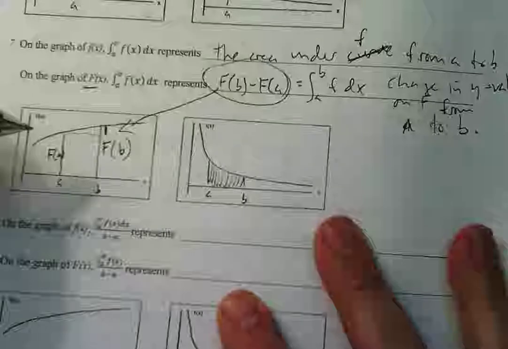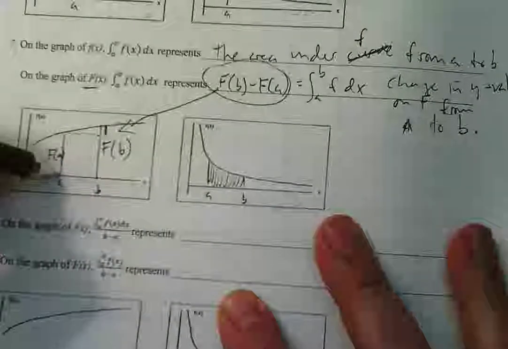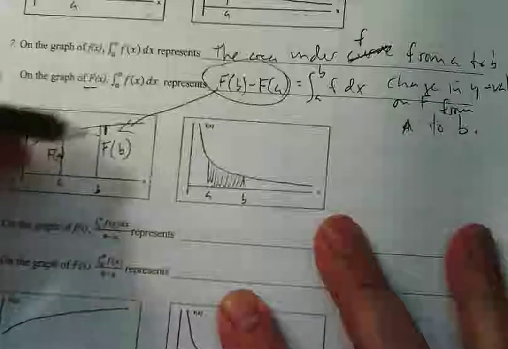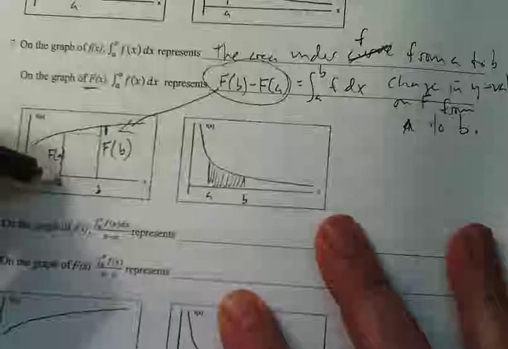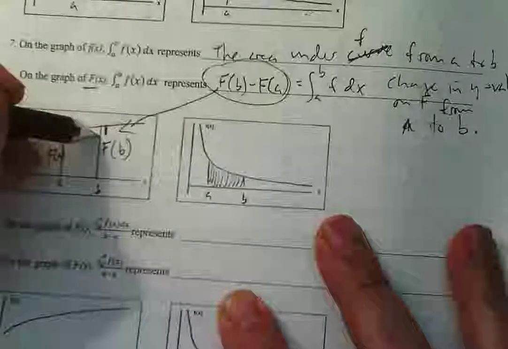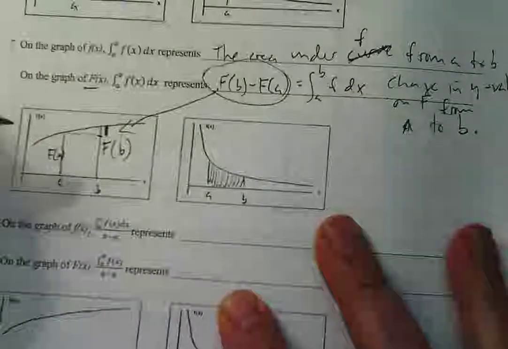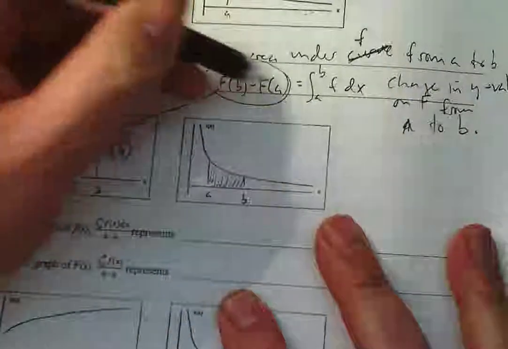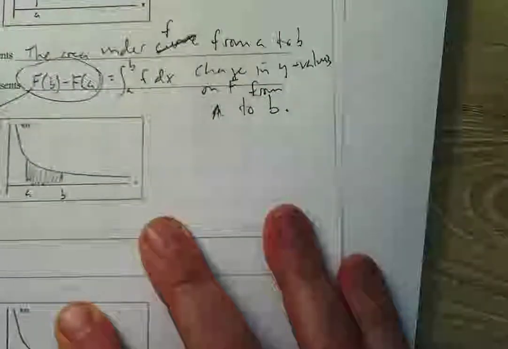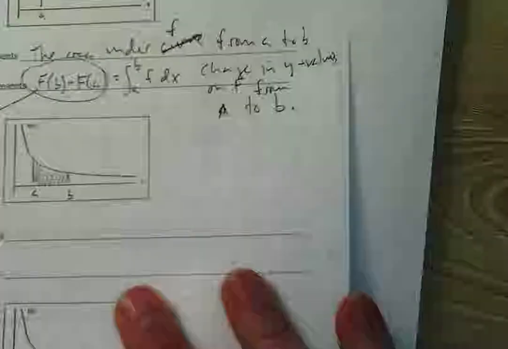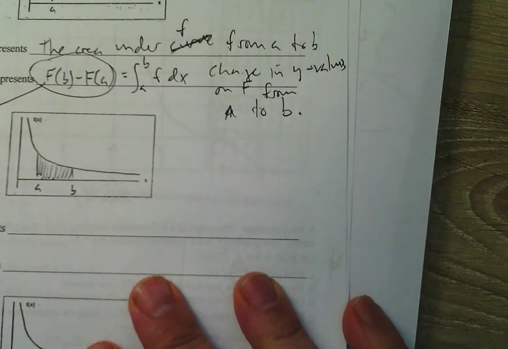I wasn't sure you could see all that. I may have moved the page, so I'm going to say some of it again. So big F of a is this height. Big F of b is this height. Big F of b minus big F of a is the difference in their two heights, which is this length here. The difference in their two heights, or the change in y values on big F from a to b, is what that integral represents on big F.